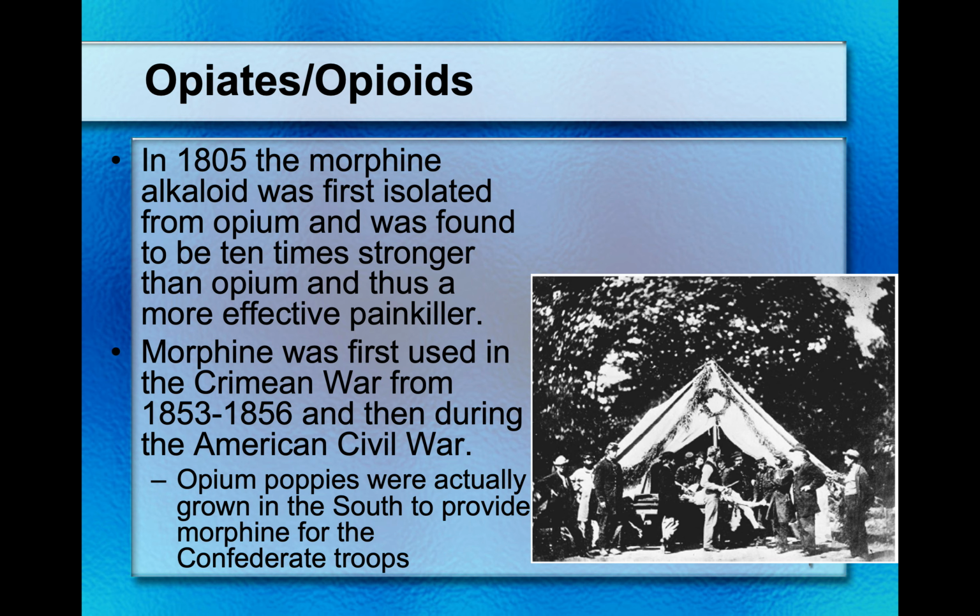In 1805, the morphine alkaloid was first isolated from opium and was found to be 10 times stronger than opium and thus a more effective painkiller. Morphine was first used in the Crimean War from 1853 to 1856, and that was a war between England and Russia. And then it was also used during the American Civil War. Opium poppies were actually grown in the South to provide morphine for the Confederate troops.